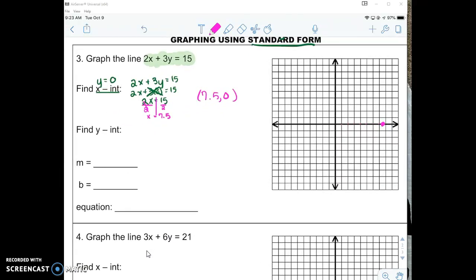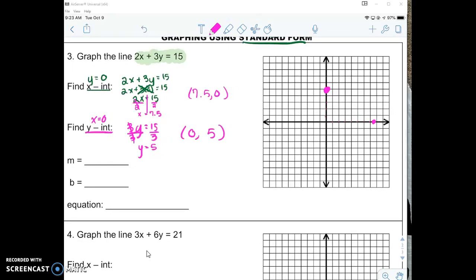Find the y-intercept. For a y-intercept, my x value is 0. So the easy way to do this is the x value is 0, so the part with x just cancels out. So I'm going to use 3y equals 15. To solve for y, I divide by 3 on both sides and get y equals 5. My y-intercept is the point (0, 5). I now have 2 points. I can connect my points to draw my line.